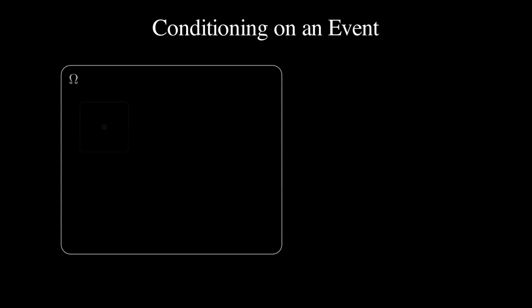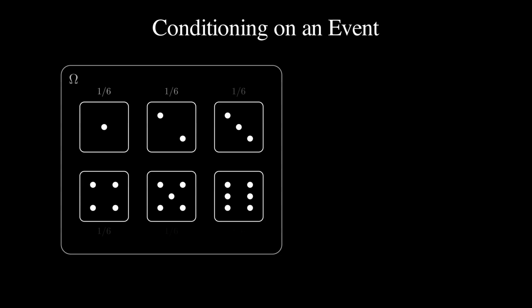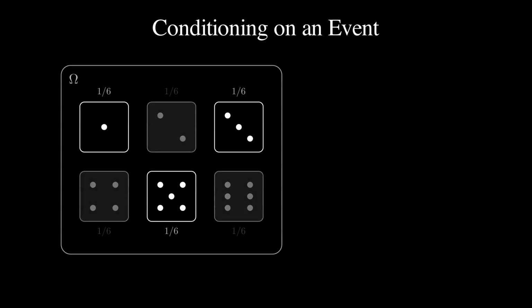Start with a fair die, 6 faces, each with probability 1/6. Now someone tells you the face is odd. 3 outcomes survive, 1, 3, and 5. The even faces are gone. Before the clue, those 3 were equally likely, and nothing about the clue breaks that symmetry, so each now carries probability 1/3. Notice what happened. We discarded the impossible outcomes and renormalized the rest so they sum to 1 again.